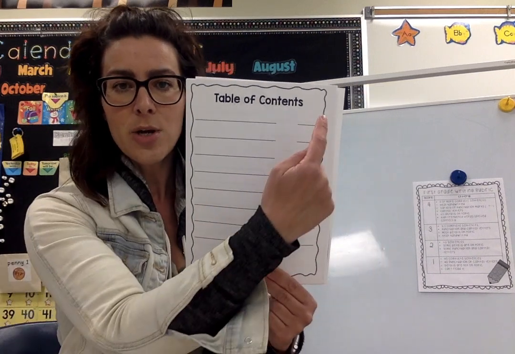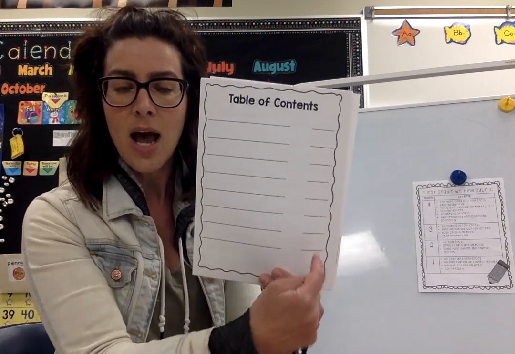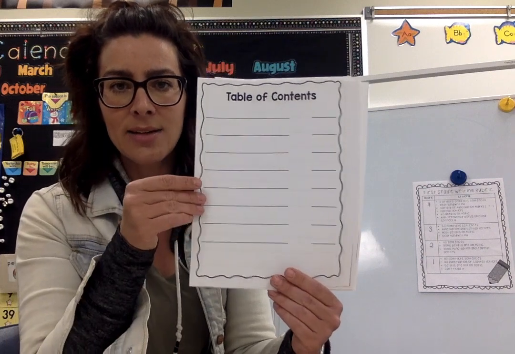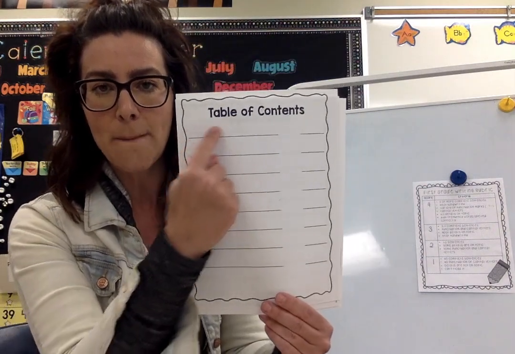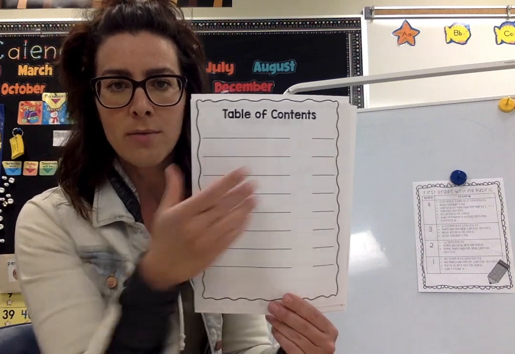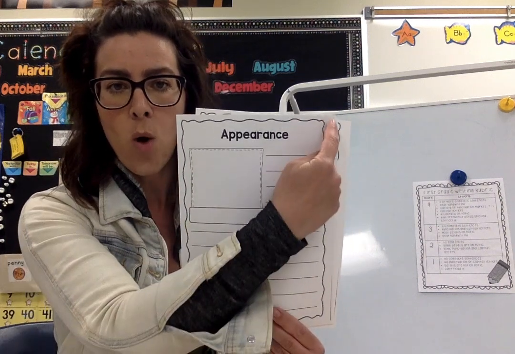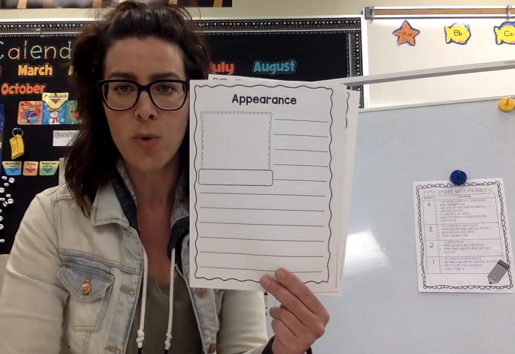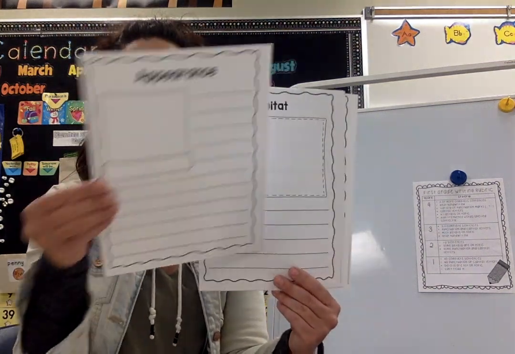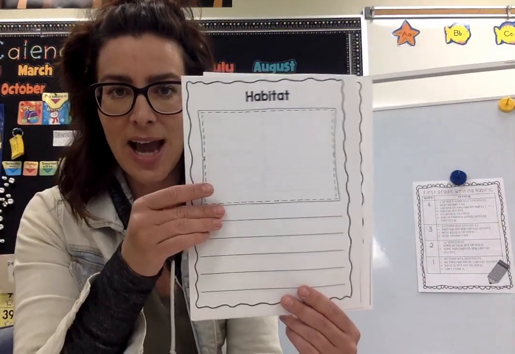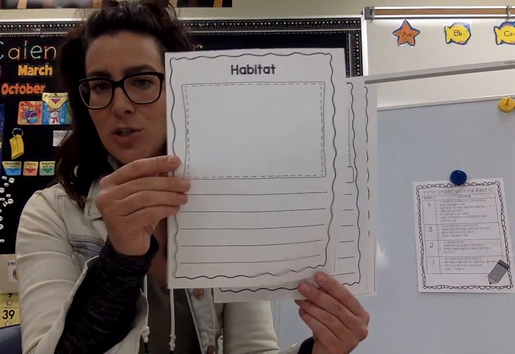Okay, now here's where you're going to put the page numbers of your report and the title of each page. So if you do appearance first, you would write appearance, page 1. And then you would write a 1 up here or down below, however you want to number your pages, all in the same spot. And then you're going to also put in your table of contents the habitat, where they live, pictures and writing.